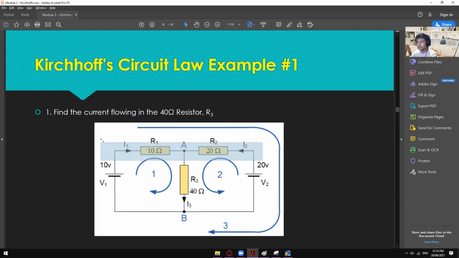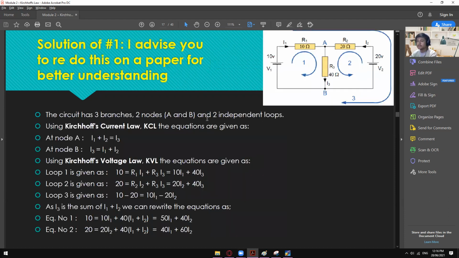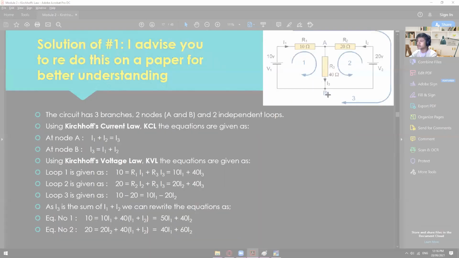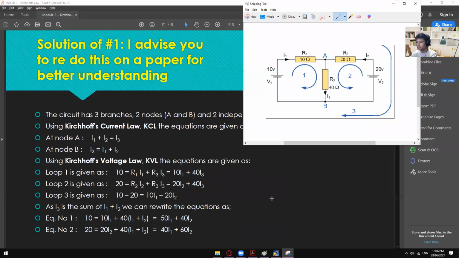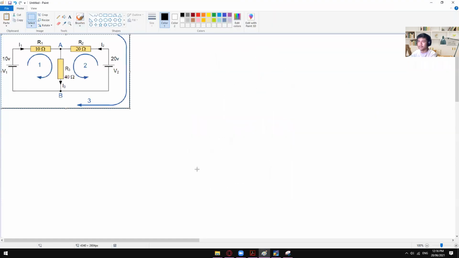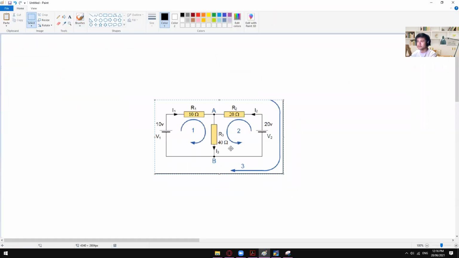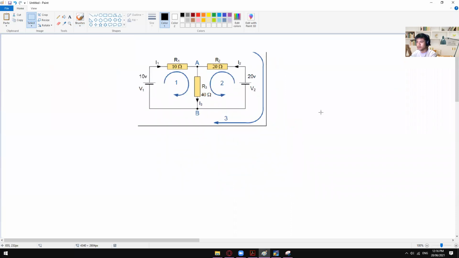So we could say that I1 plus I2 is your I3 right here. That's basically our first assessment regarding the rotations of our loops right here. Let's have this solution, but before that, we are going to have our own solution, because you might not be able to understand some of the solutions in there.